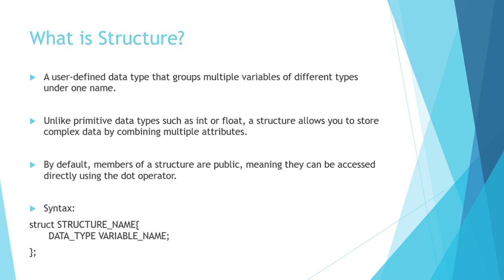By default, all members of a structure are public, meaning they can be accessed directly using the dot operator. This makes structures simple to use but also poses a security risk, as any part of the program can modify structure members without restriction. However, C++ allows structures to have access specifiers, private, public, protected, making them more flexible when needed.